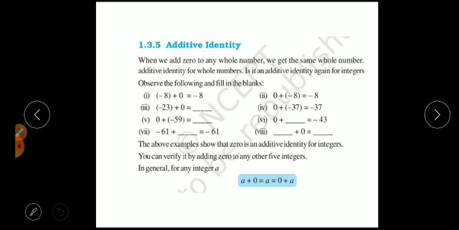Additive identity: when we add 0 to any whole number, we get the same whole number. Additive identity for whole numbers. Okay, it is an additive identity again for integers.